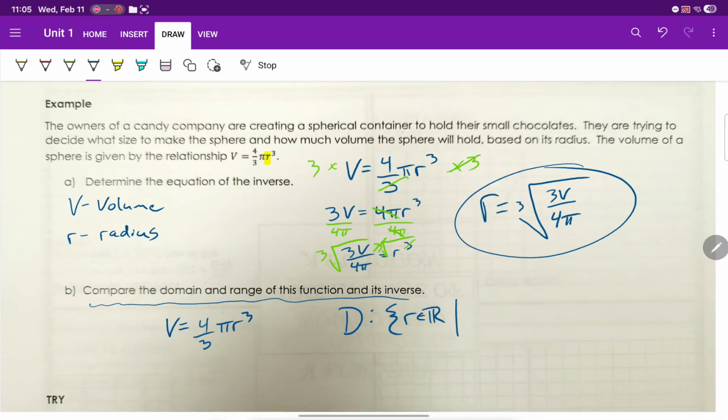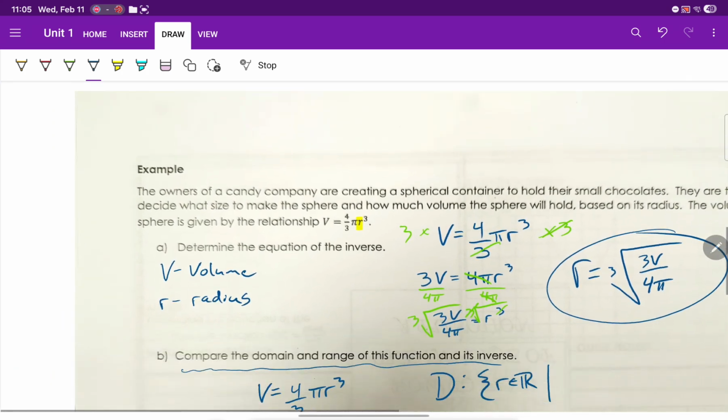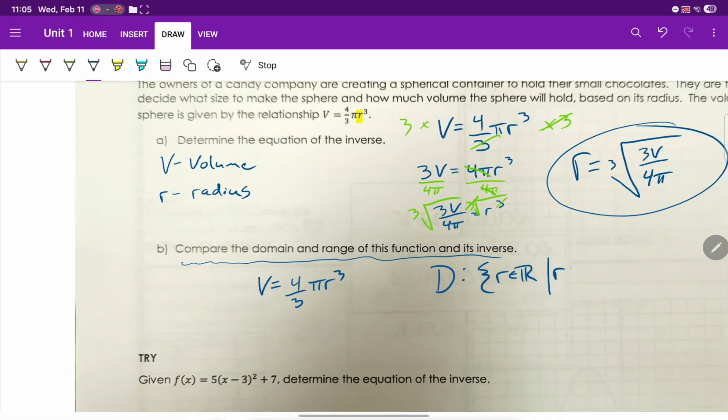So now, do we have any restrictions on our radius? Think about this sphere. Are there any restrictions when this company is making this sphere? Can the radius be any number, positive or negative? Well, no. The radius cannot be negative. You can't make a sphere that has a negative radius. So in this question, we're going to say that our radius has to be greater than 0. It's not even going to be equal to 0, because if our radius is 0, there is no sphere.